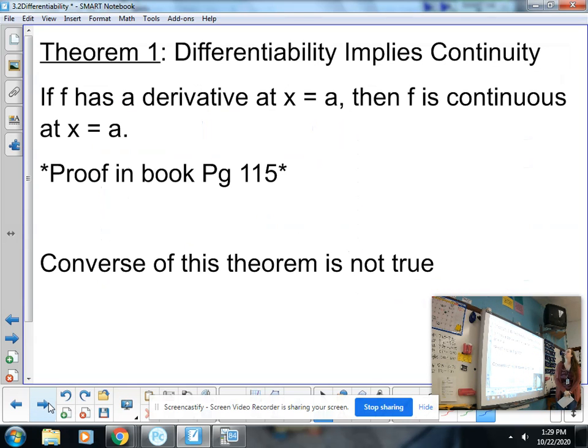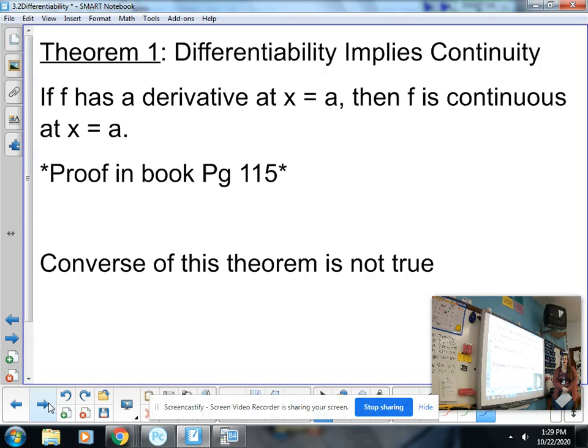Okay, which brings us to theorem 1. Differentiability implies continuity. And this is something that I was talking about a little bit earlier. If f has a derivative at x equals a, then f is continuous at x equals a. All things that have derivatives are going to be continuous. So if you know there's some point a where there is a derivative, then it has to be continuous at that point. It is important to note the converse is not true. Just because something is continuous does not mean that it has a derivative.